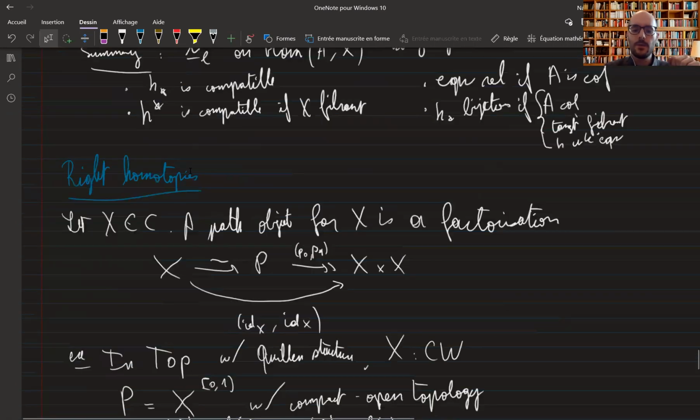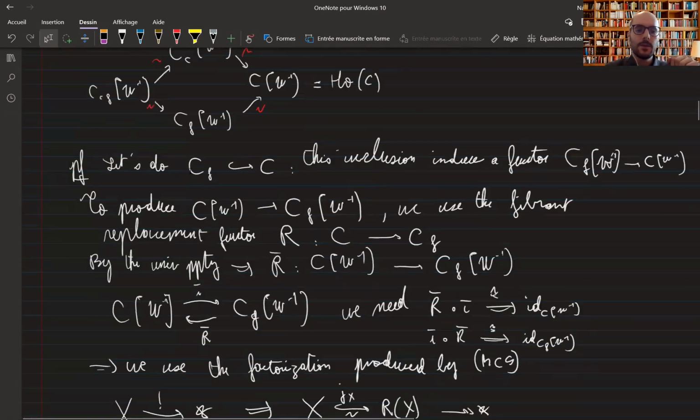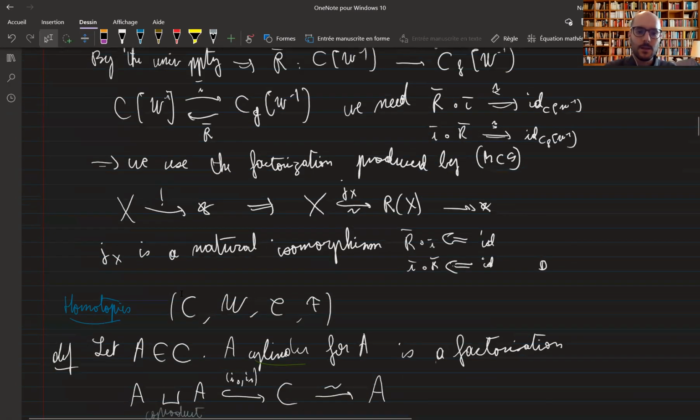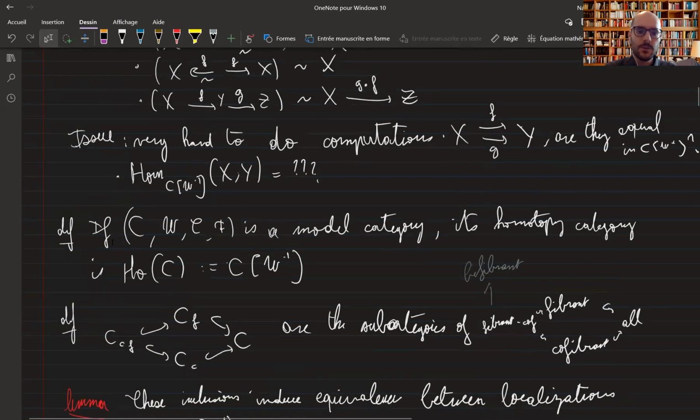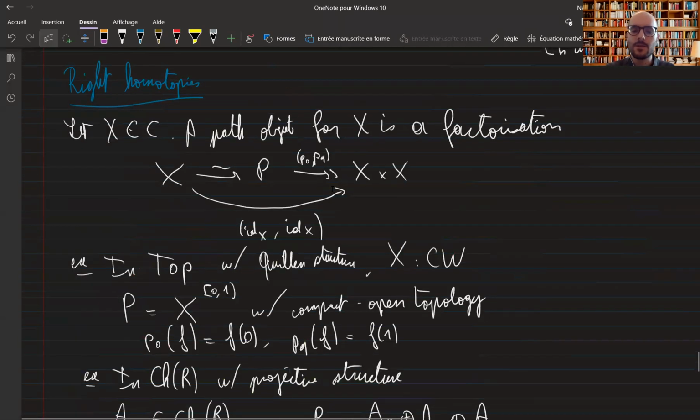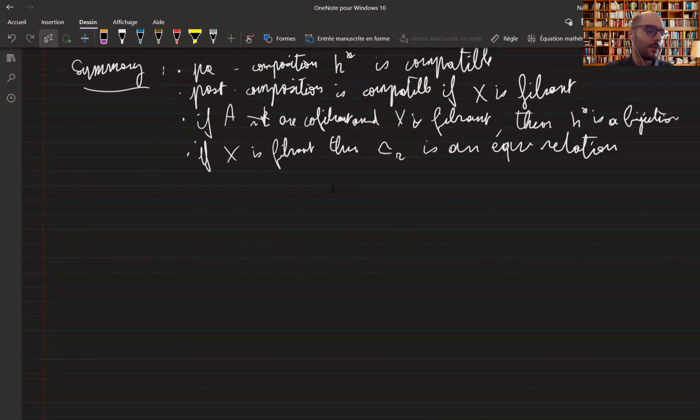If you remember the goal from the beginning, the goal is to be able to compute this thing here. The end result is that if our objects are nice enough, we can compute it as a set of maps between our two objects, modulo these two relations. So the goal for next time is to prove, first of all, that if the objects are nice enough, these two relations are equivalent, and then to prove that the homotopy category can be described using these two relations.